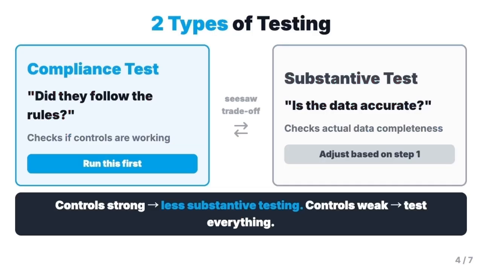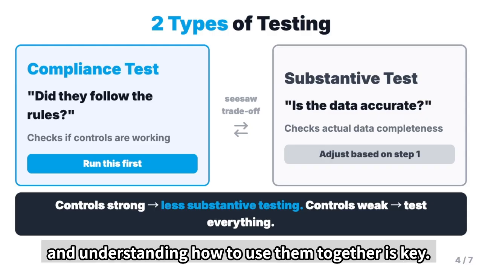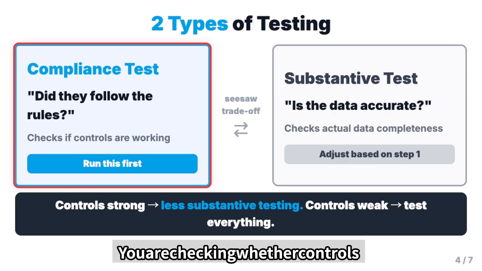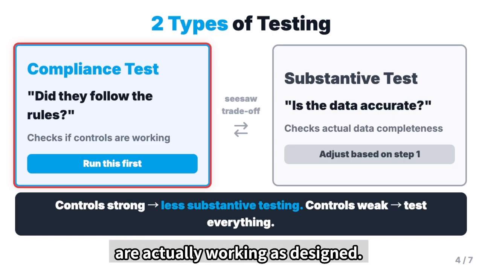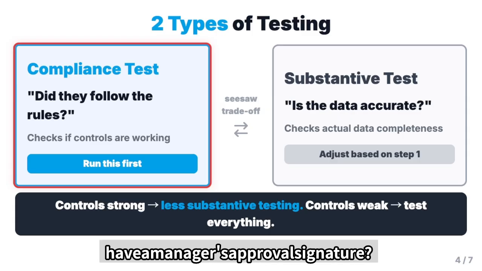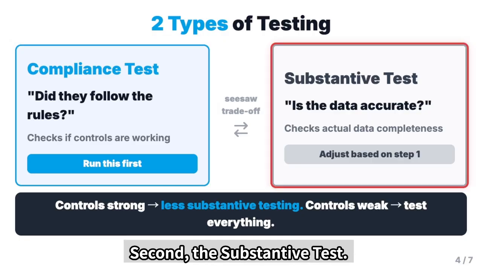2 types of testing. Step 5 involves 2 types of testing, and understanding how to use them together is key. First, the compliance test. Did they follow the rules? You are checking whether controls are actually working as designed. For example, does every change request have a manager's approval signature? Run this first.